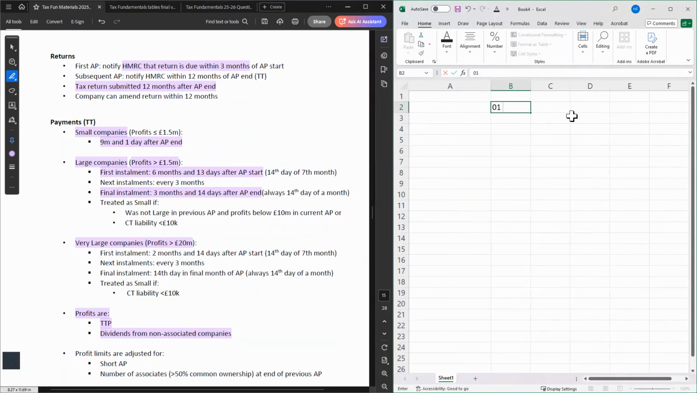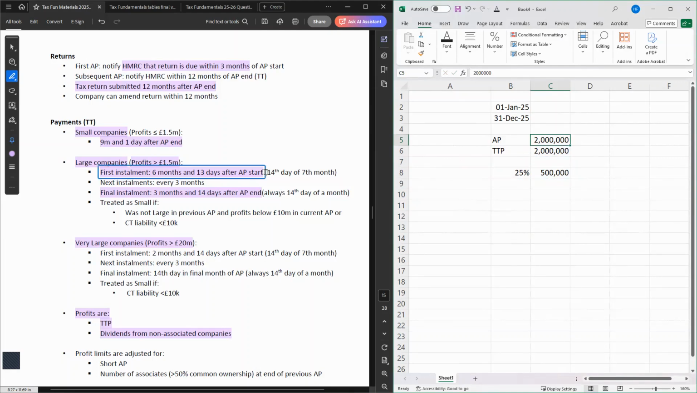Well, let's assume we have an accounting period that started on 1st of January 25 and is a 12-month period, so it ends 31st of December 25. And we're going to assume here that our augmented profits are £2 million and also that the total taxable profits are £2 million. So we don't have any dividends from non-associated companies here. That means that this company will be paying at the 25% rate, as it's well above the limits for marginal relief. So the tax liability would be 2 million at 25%, which is 500,000. And as the augmented profits are above 1.5 million, this company will need to be paying by instalments.